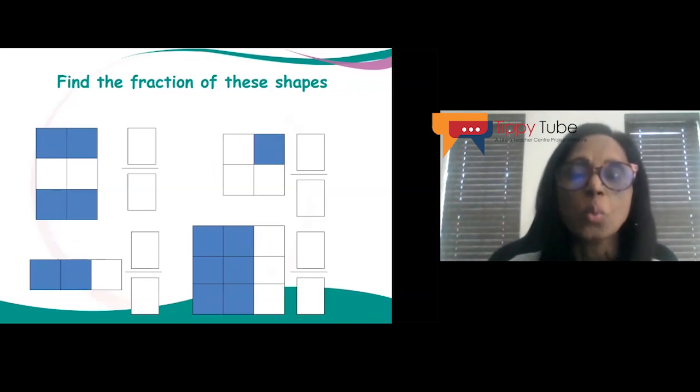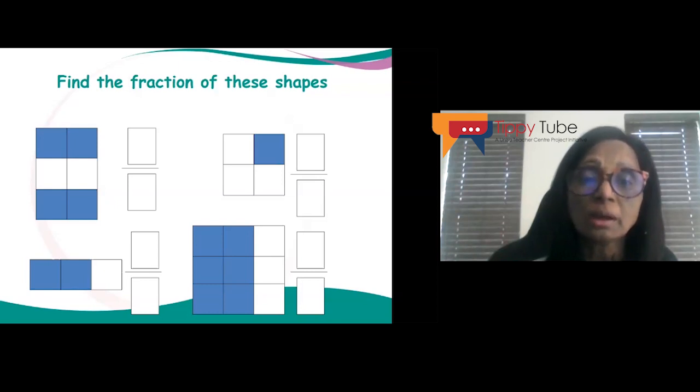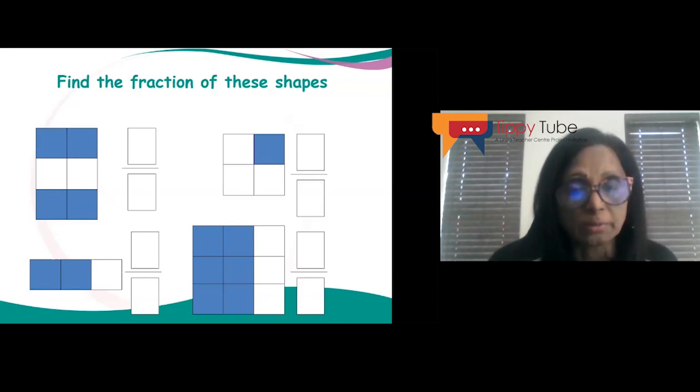Find the fraction of these shapes. Now that you've learned what is a numerator and what is a denominator, test yourself. Let me give you one example, and then you can continue with the others. How many equal parts are there? 2, 4, 6. 6 equal parts, hence the 6 will become your denominator. Now, how many parts are colored? It's 2, 4. So the 4 becomes your numerator. Hence, in that shape, the fraction is 4/6.